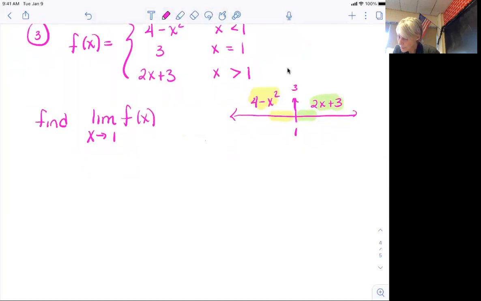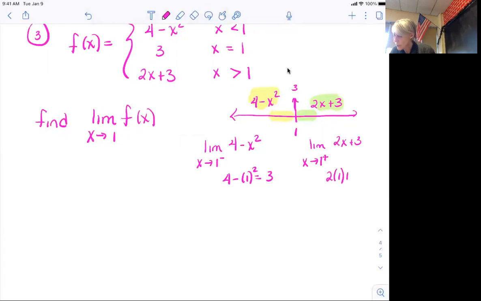So my left limit I'm going to evaluate in this function. My right limit I'm going to evaluate in this function. What is 4 minus 1 squared? Well, that's 3. Two times 1 plus 3 is 5. That's my left limit. That's my right limit.